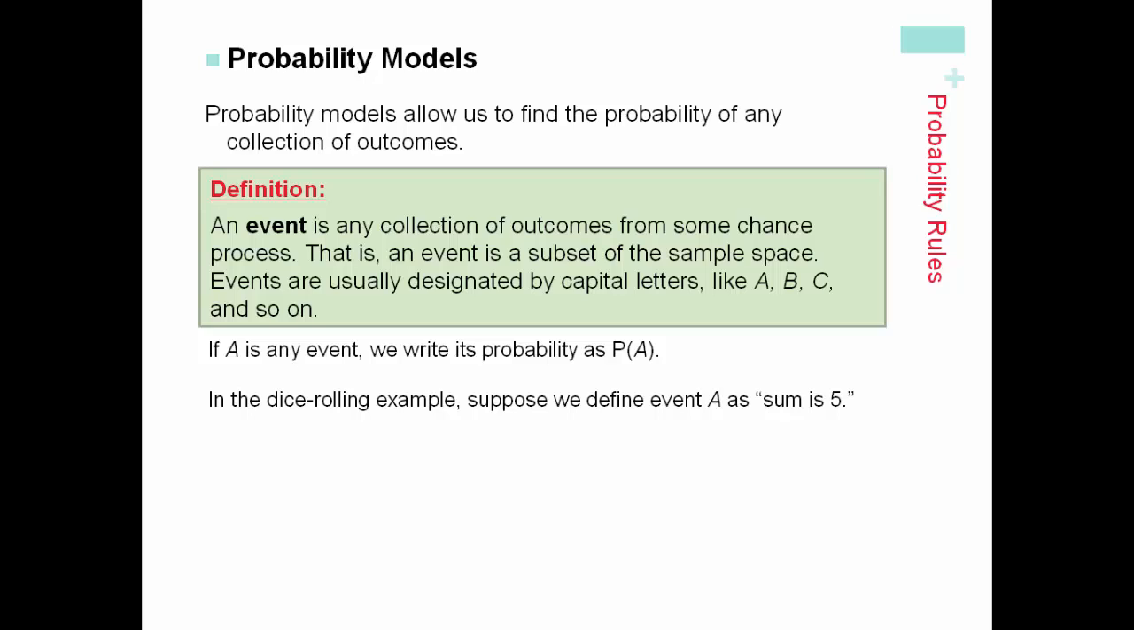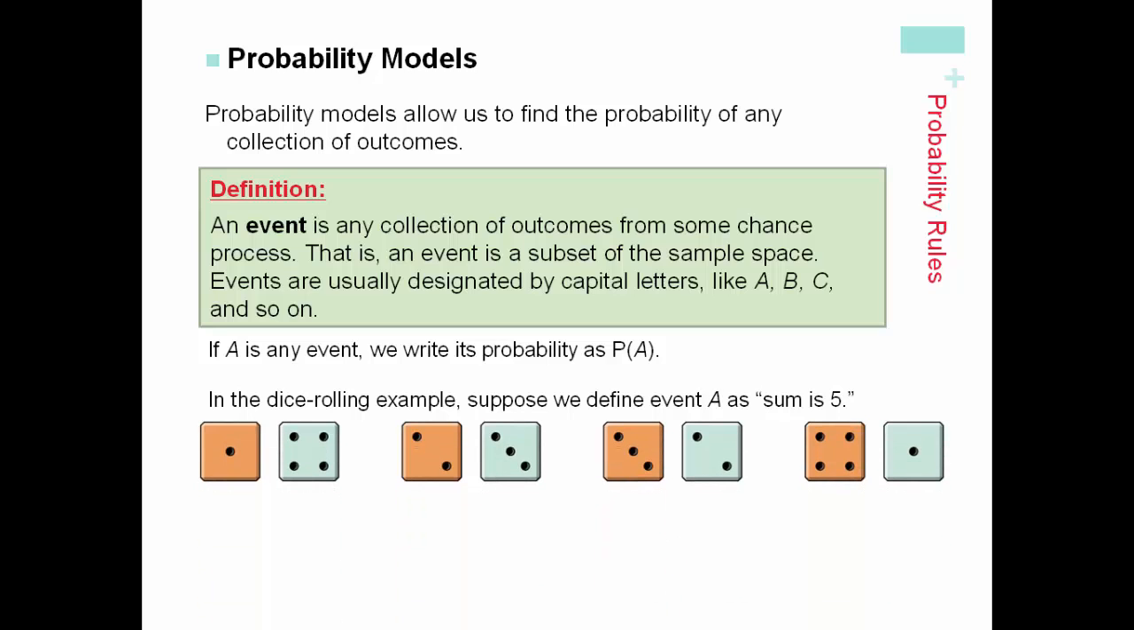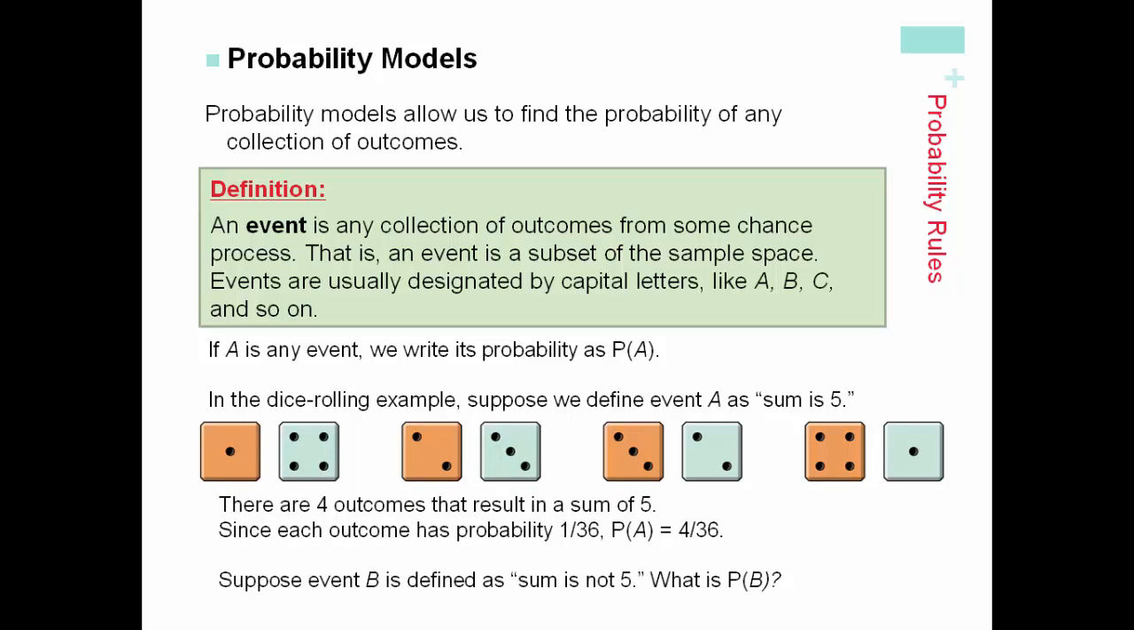In the dice rolling example, we want to define A as sum is 5. We have 4 possible outcomes that result in a sum of 5. Since each outcome has probability of 1 out of 36, our probability would equal 4 out of 36. What is the probability event B, defined as sum is not 5? This would be 1 minus 4 out of 36, or 32 out of 36.